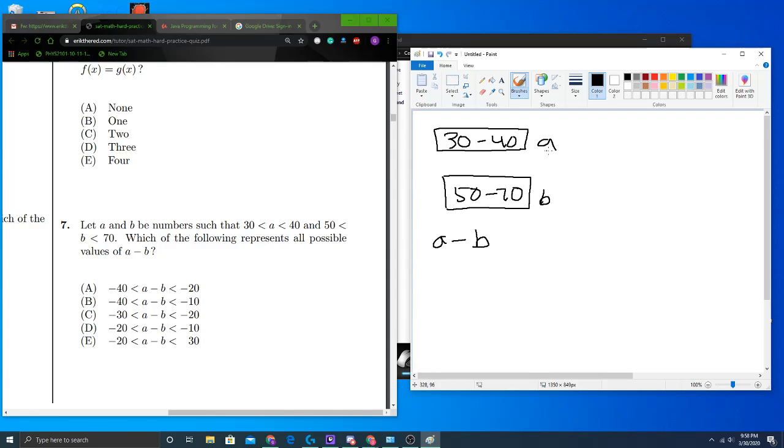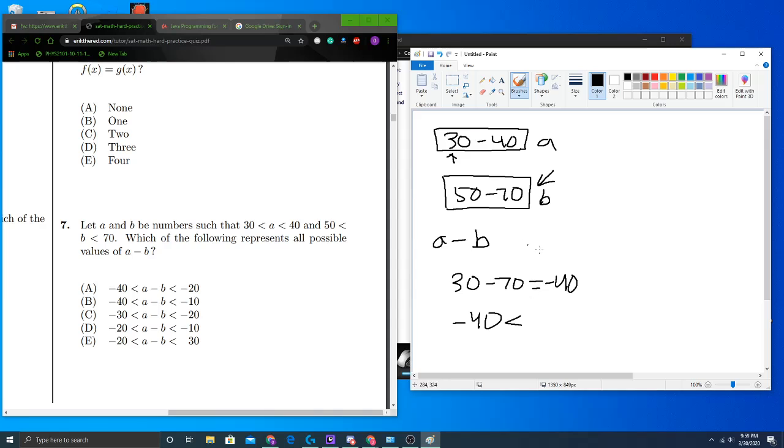The smallest value of a minus b that we can achieve is by taking the smallest number for a and subtracting it from the biggest number that b could possibly be. So 30 minus 70 equals negative 40. These are not minus signs; they're just showing that it's a range from 30 to 40 and 50 to 70, not inclusive of the endpoints. So negative 40 is the smallest number we could possibly achieve.